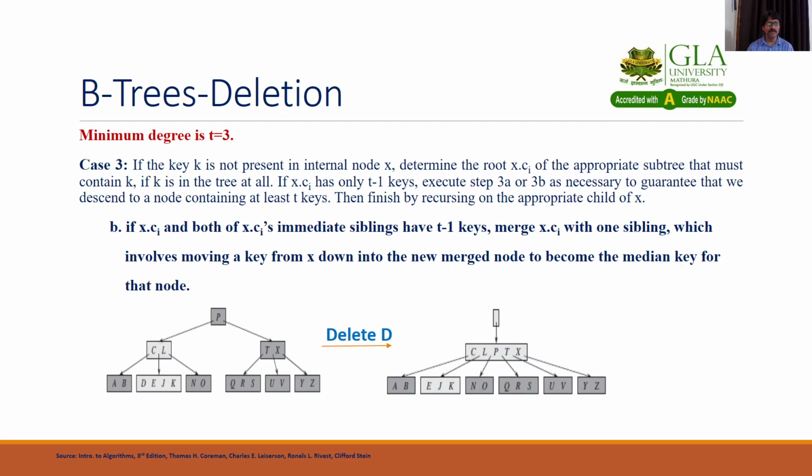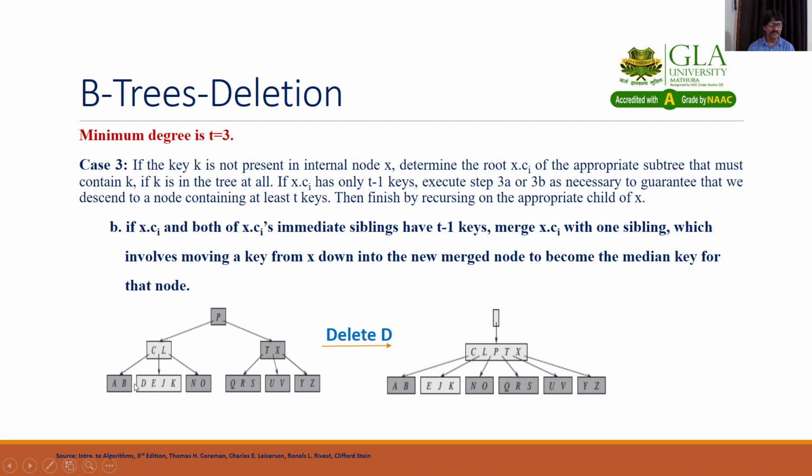Now I talk about case number 3. If our key is not present in the internal node, again we have a case for the keys we are going to delete that are not in the internal node. So first I am taking an example, if x.ci and its siblings are immediate siblings. Suppose this is the situation. Now you have to think. We are going to delete the D element from here.